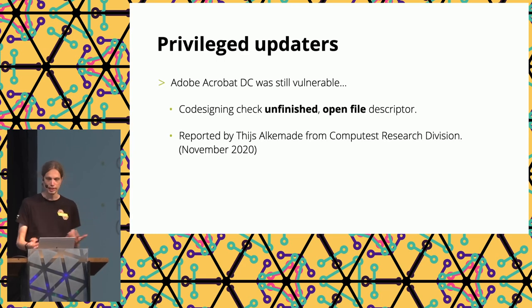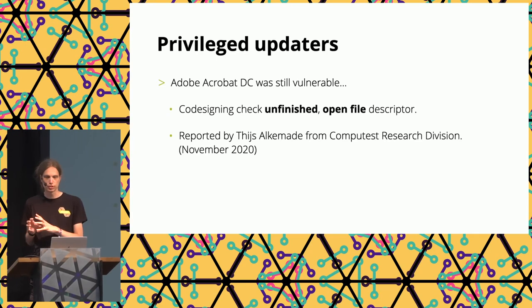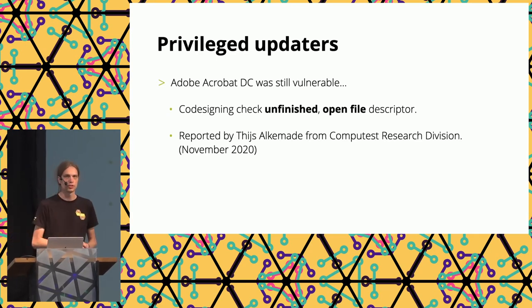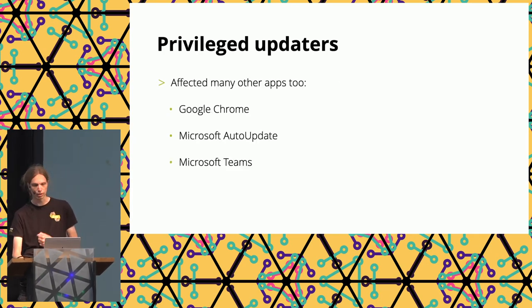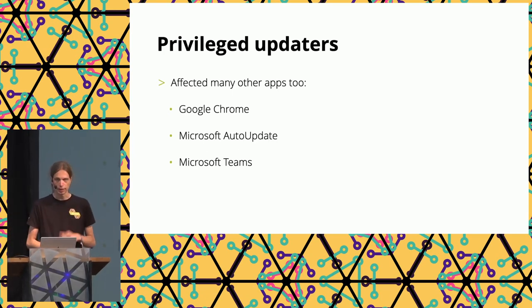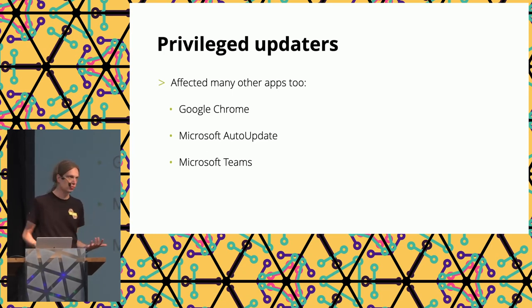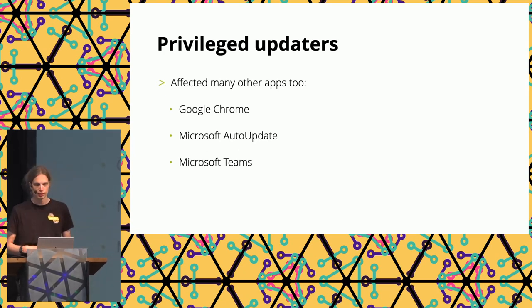So what this really illustrates is that you can separate out dangerous operations into a separate small privilege process and then use XPC as a way to communicate with that. But also that code signing is a very important part to make this work correctly. Now, there have been many applications that have had similar vulnerabilities in the past. So Google Chrome at some point had vulnerabilities like this. The Microsoft Auto Update tool and Microsoft Teams has its own updater that had similar vulnerabilities.